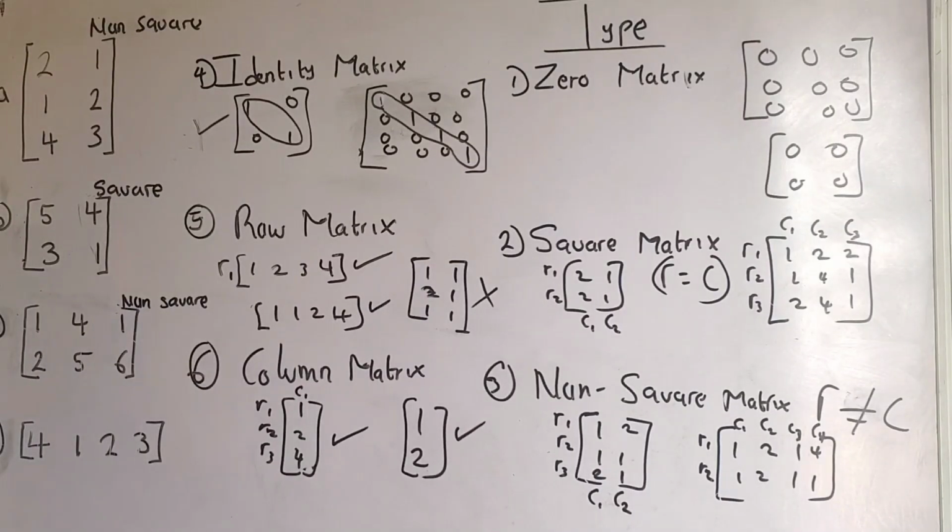Okay, so we have talked about what is meant by matrix. We have looked at the order of a matrix. We have looked at types of matrix.